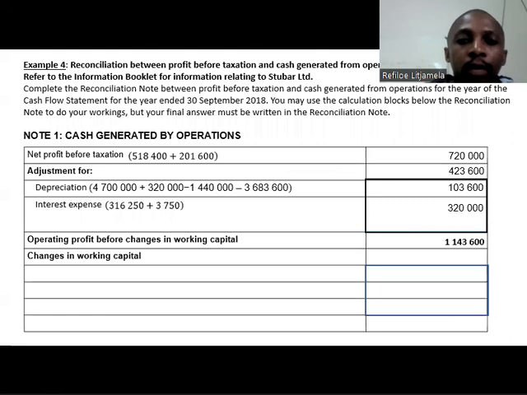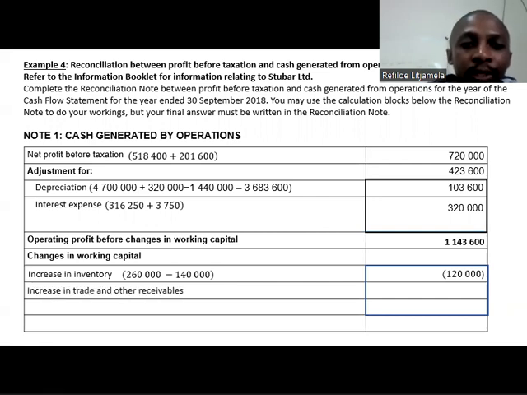When you record it here, you will simply say increase in inventory, put the 260,000 minus 140, and your cash outflow will be 120,000 in brackets. Okay, and then I'm going to look at my trade and other payables. As I've told you, my trade and other receivables, there is absolutely no information to enable me to calculate my trade and other receivables. So I'm just going to write it there as increase or decrease in trade and other receivables. I do not know.